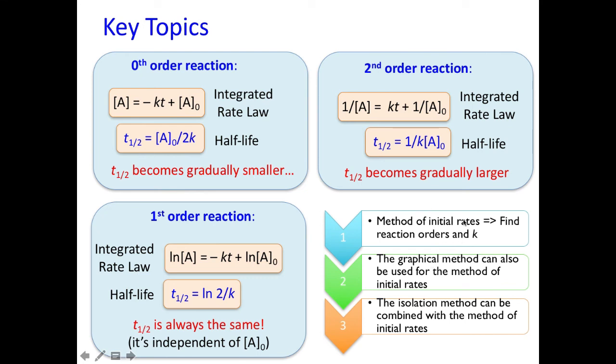Finally, with the method of initial rates, we find the reaction orders and k. It's an interesting method to use where you determine the concentration at the very beginning of the reaction and you can calculate reaction orders and k, and of course rate laws. The graphical method can also be used for the method of initial rates as I show here. And finally, the isolation method can be combined with the method of initial rates to predict also rate laws.